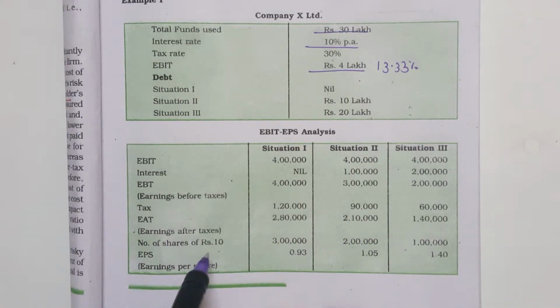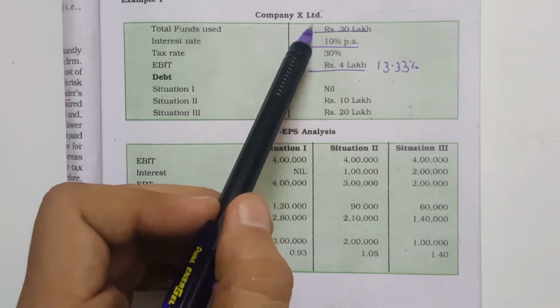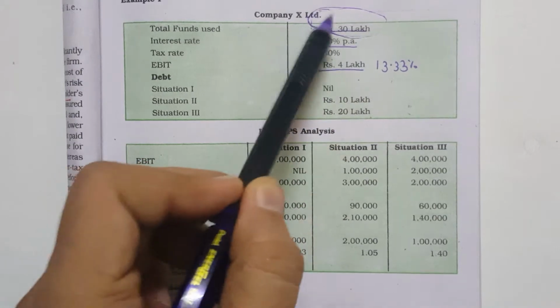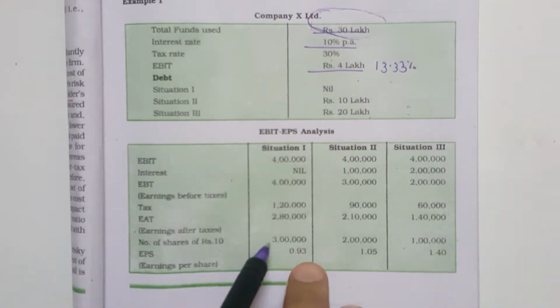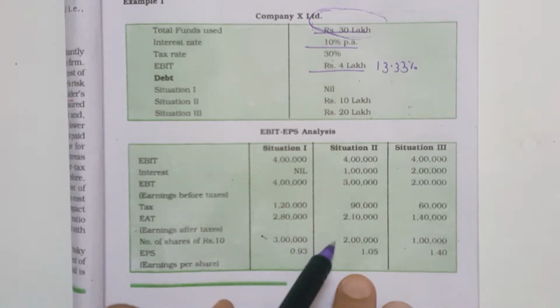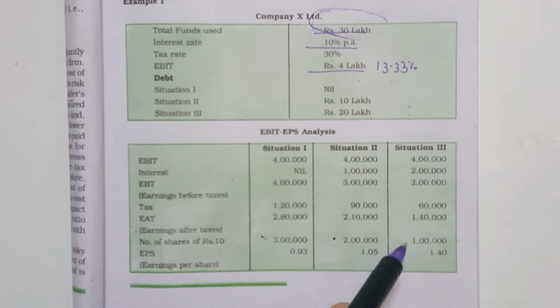So number of shares, here we have shares of 10 rupees each, so 3 lakh shares are there. Here 3 lakh shares are there, here 2 lakh shares, and here you can see that is 1 lakh shares. So here it is showing the total fund you are using. If you are using no debt, 3 lakh shares will be there. If you are using 10 lakh debt, at that time 2 lakh equity shares will be there. If you are using 20 lakh rupees debt, that means you are using equity of 1 lakh shares.